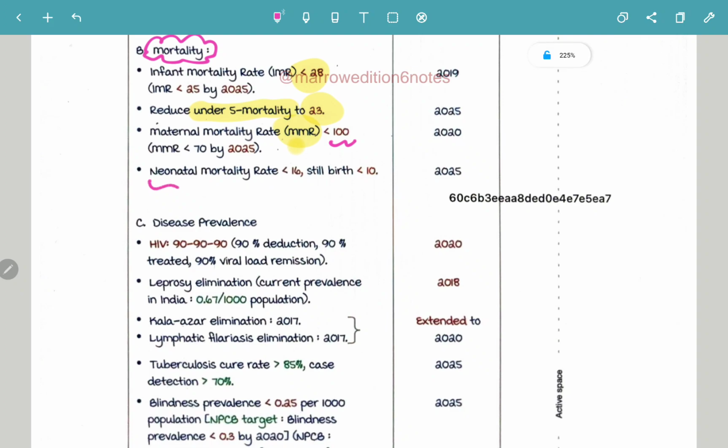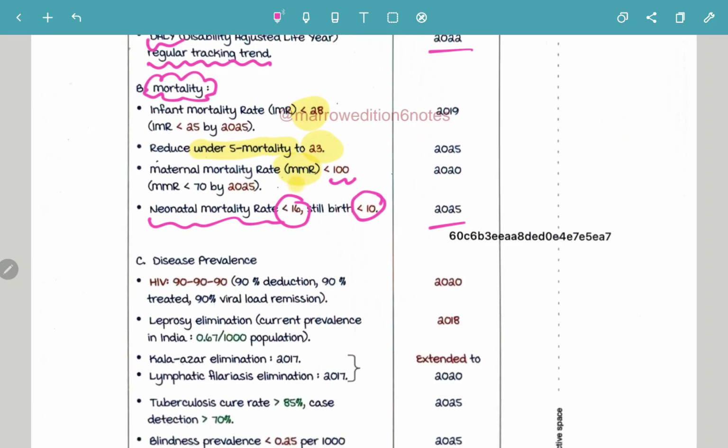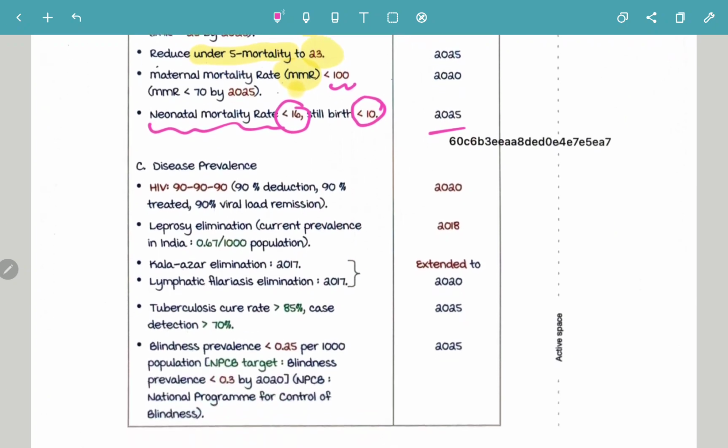Then the neonatal mortality rate must be reduced to less than 16, and stillbirth to less than 10, by 2025 again. So under mortality we are going to reduce the infant mortality rate to less than 28, maternal mortality rate to less than 100, under 5 mortality rate to less than 23, neonatal mortality rate to less than 16, and stillbirth to less than 10.